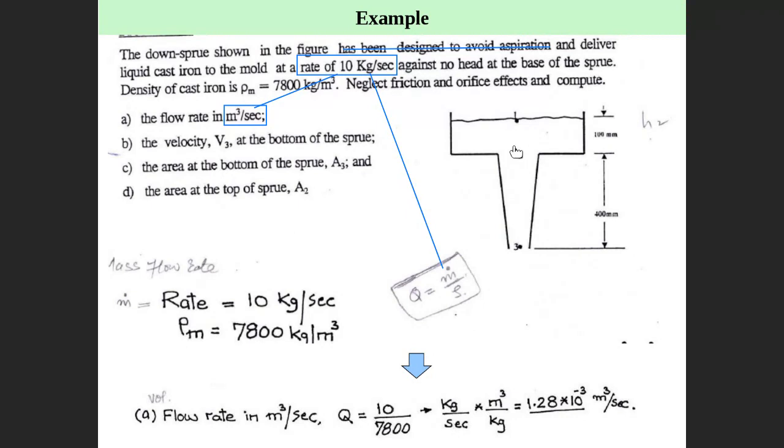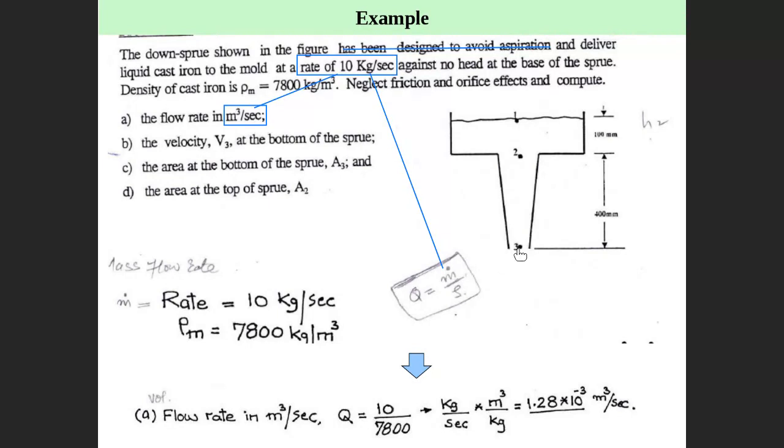H3 equal to 100 plus 400, meaning total 500. The head of point 3 is 500. The head of point 2 is 100. The question is, what is the velocity at 3?